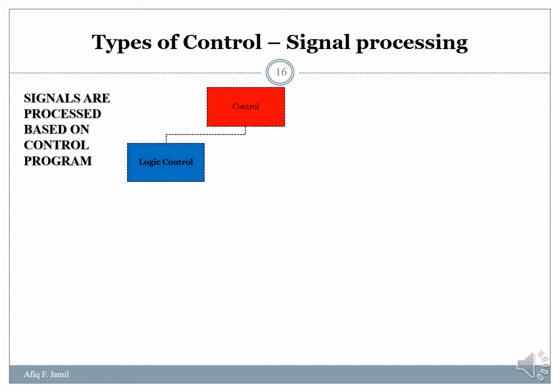Signals in a controller are processed based on a control program. This control program can be classified into two. One is logic control, the other one is sequence control.